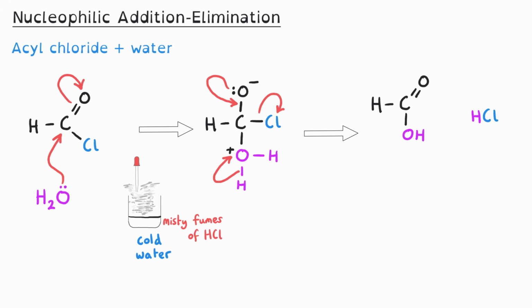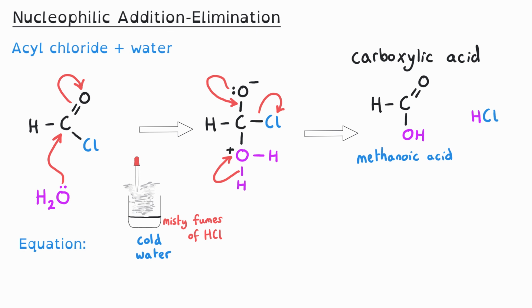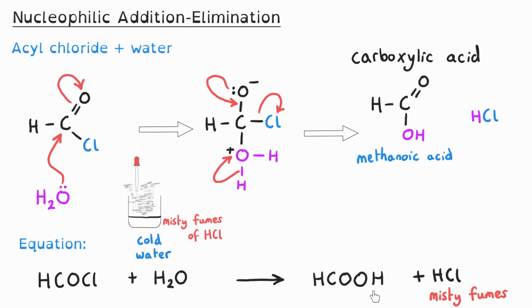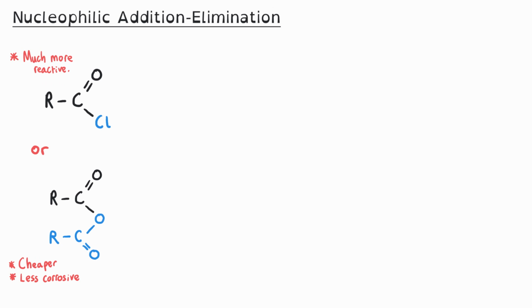The second product in this case would simply be a carboxylic acid. And since I've been showing methanoyl chloride at the beginning, the carboxylic acid that would be produced would be simply methanoic acid. And so the equation for this reaction would have methanoyl chloride reacting with water and producing methanoic acid and HCl. In summary, when carrying out acylation, you can use either an acyl chloride or an acid anhydride, and you'll get the same acyl derivatives.